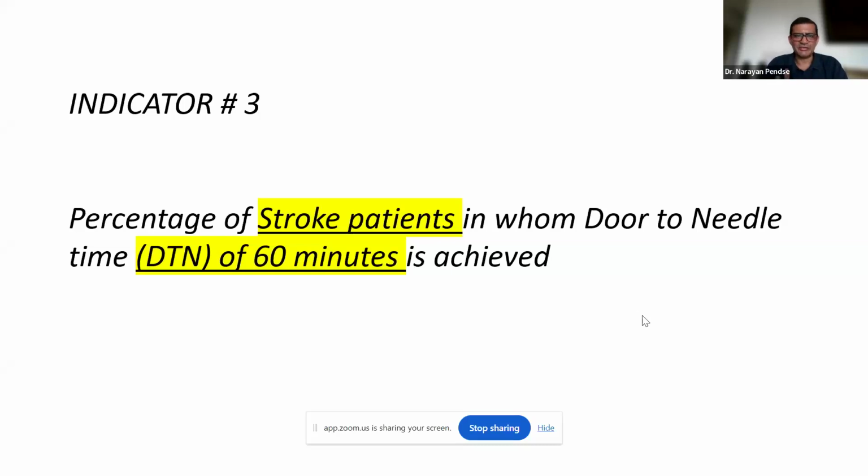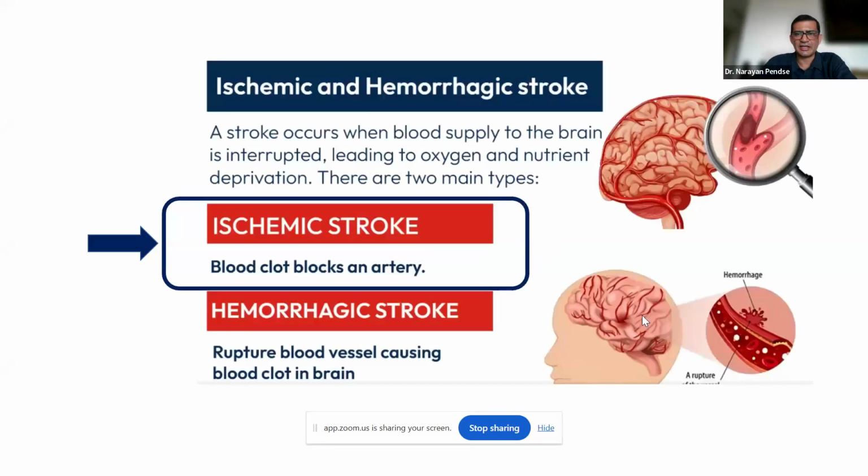So I'll now start. Like we talked about STEMI cases and door to balloon time, very similar is the third indicator. This deals with stroke patients. This time it is to do with neurological stroke, so obviously it is for the Department of Neurology. It is the percentage of stroke patients in whom a door to needle time of 60 minutes is achieved. There we had a door to balloon time, here we have a door to needle time. So let's understand this a little better.